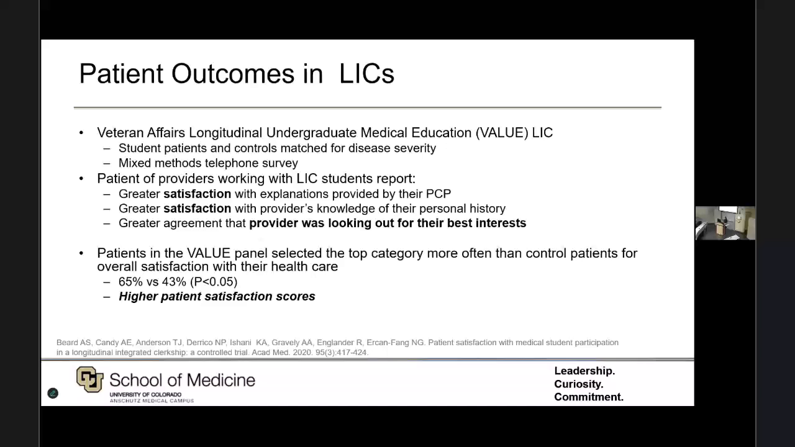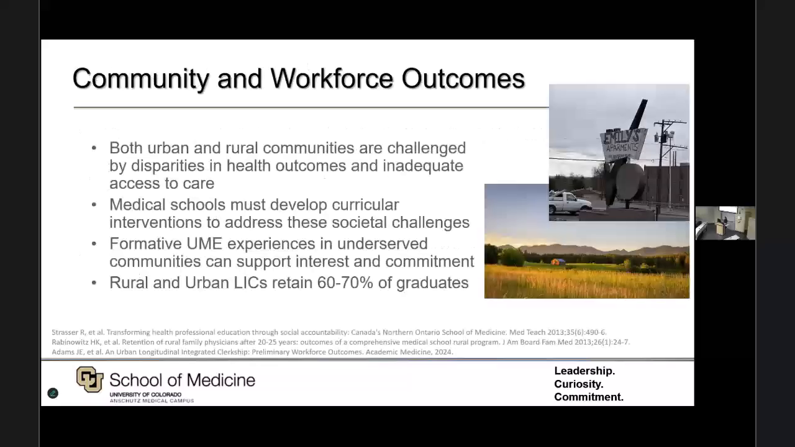This is another study that looked at patients who were cared for by providers working with LIC students versus not. And patients who had touches with LIC students reported greater satisfaction in a variety of domains and greater overall satisfaction with their healthcare, which is pretty remarkable. There's a large additional body of data to support the idea that students training in a particular community may form bonds with those communities that may cause them to want to stick around or come back. And we've seen this happen in our LICs in the CU model that have been around for a bit. And it's another driver based in our commitment of helping build up the workforce for the areas that need it most.